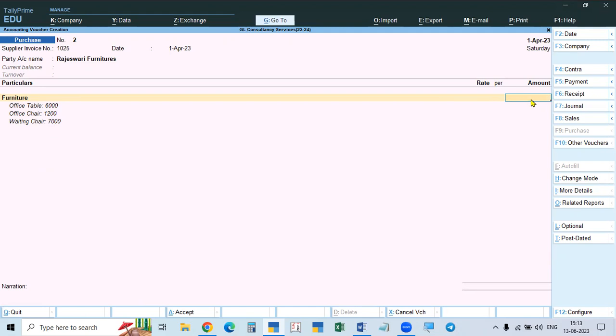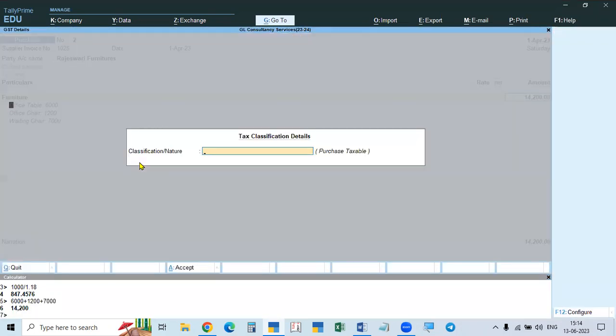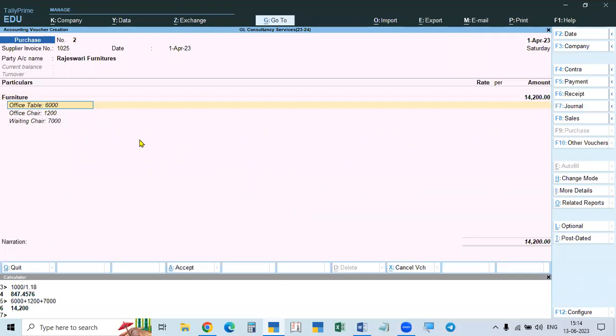Or we can do one more thing: keep the cursor here and click Alt C. The calculator will be opened, activated. So calculate 6,000 plus 1,200 plus 7,000, so 14,200 rupees is automatically calculated. If it is a simple amount, you can even do it without a calculator. But if the amounts are like 6,632, 1,258, 7,206, it is better to use the calculator.